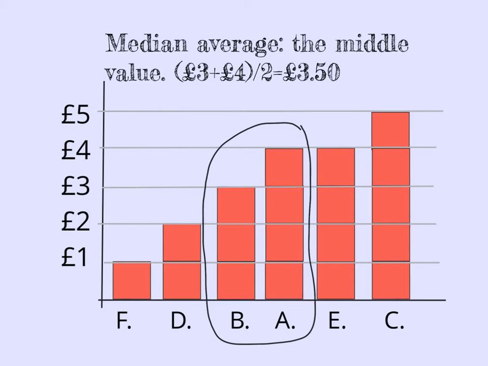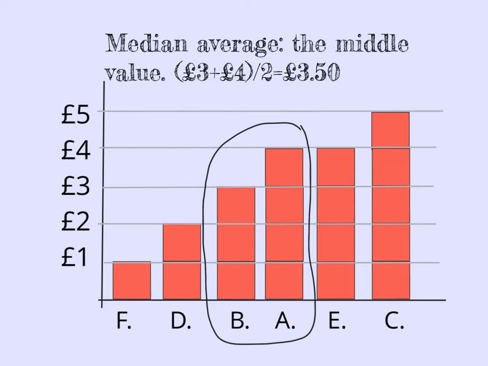The next measurement of centre is the median average, and that means the middle value. If you look carefully, you'll notice that along the bottom, we're no longer going A through to F, but these letters are now out of order, and that's because I have put the data in increasing order of size. It could be increasing or decreasing, it doesn't really matter, but they do have to go in order. And then we're looking for the middle value.